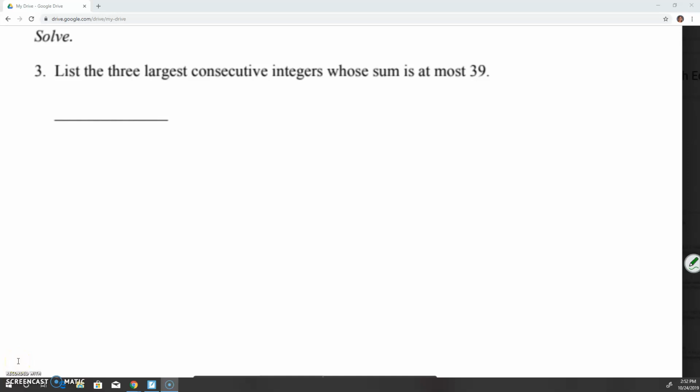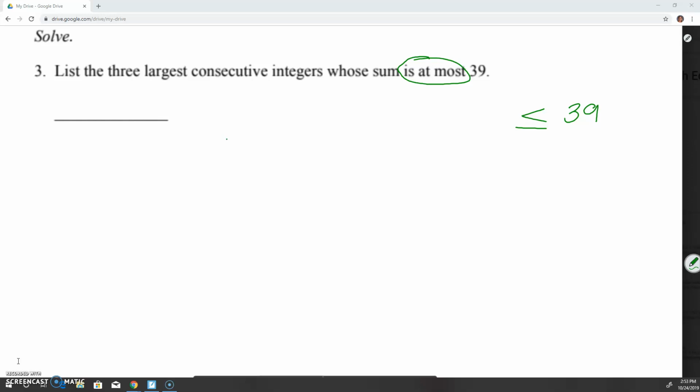The problem says list the three largest consecutive integers whose sum is at most 39. So I see this is "at most." Can it be over 39? No. If it's at most, it can be 39, so it's going to have to be less than or equal to 39.